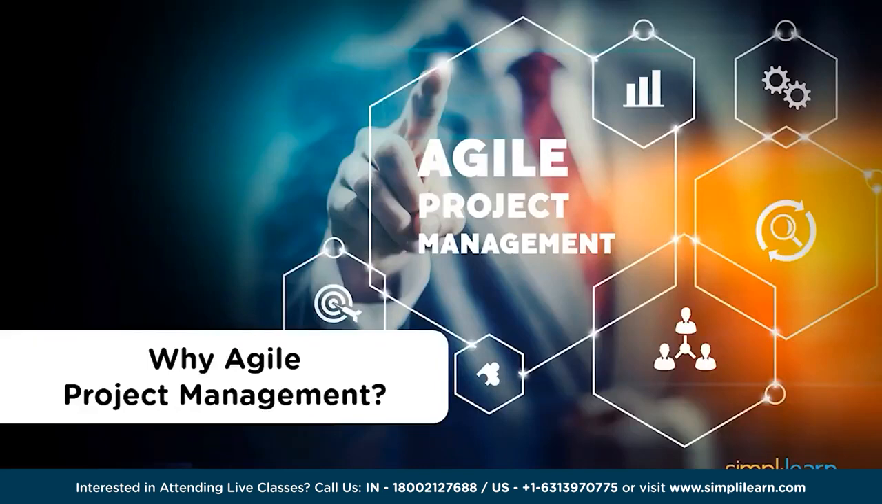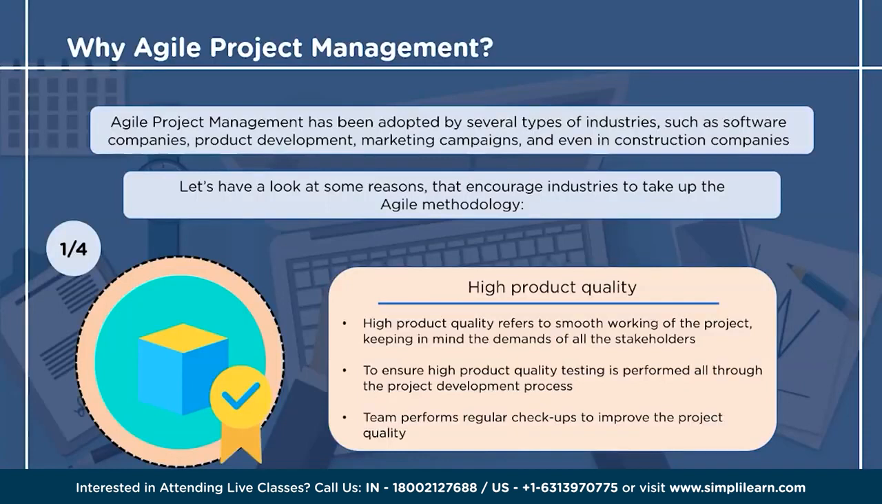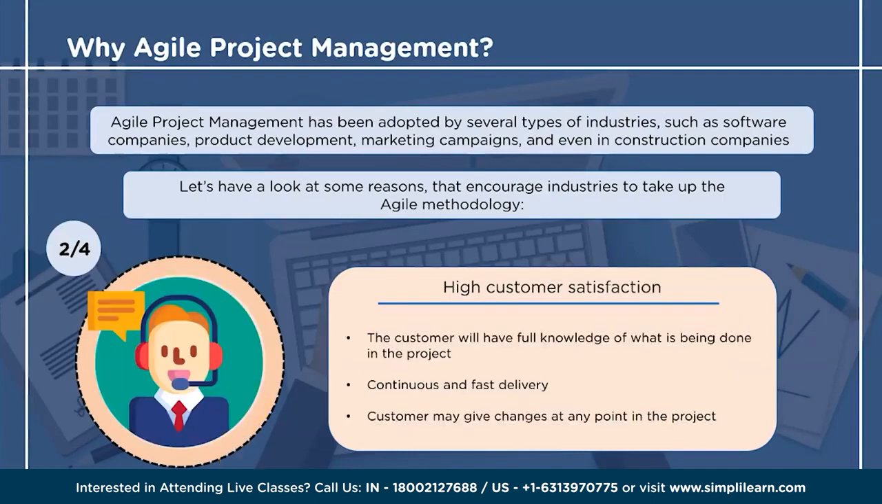Let's now have a look at some reasons why industries have started moving towards Agile project management. The first reason is high product quality. When we talk about high product quality, we refer to the build of the product as per stakeholders' demands. Testing is performed at short intervals of time wherever needed to ensure high quality of the product. Then another reason is customer satisfaction. Whatever is done in the project is known by the customer. The deliveries don't take longer durations as they used to take in the case of traditional ways.